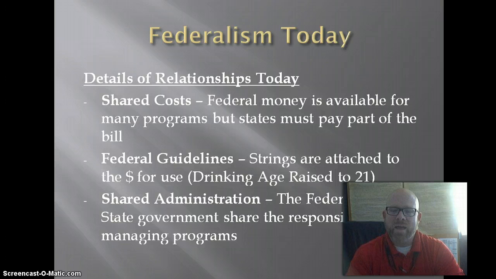You also have federal guidelines. Again, most money that the federal government is going to dole out to the states is going to have what are called strings attached, which means the state's going to have to fulfill some requirements, jump through some hoops in order to get that money.